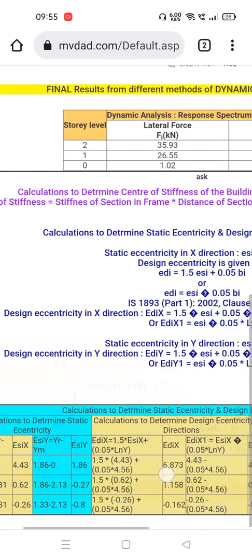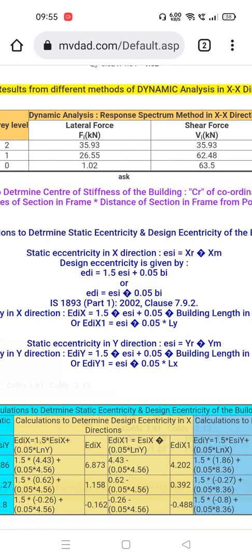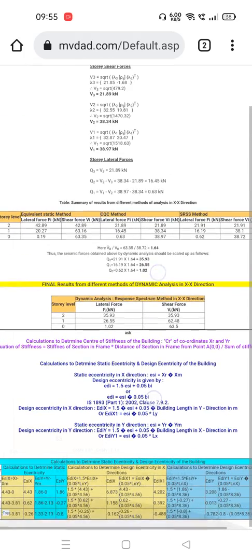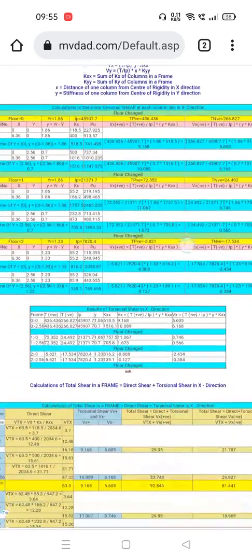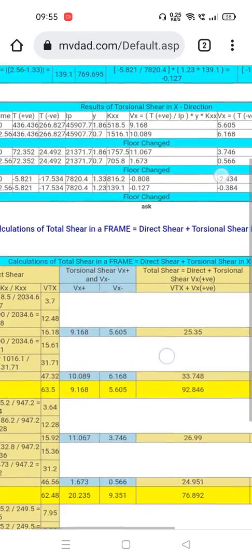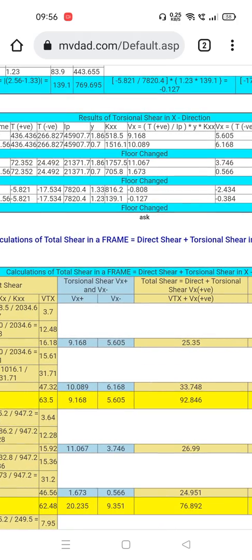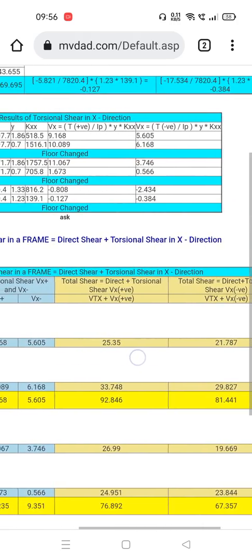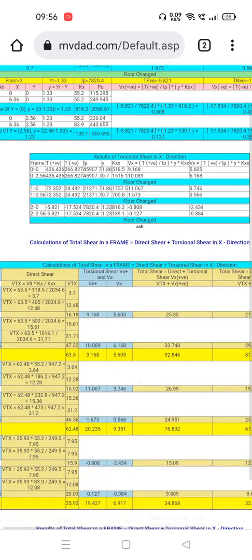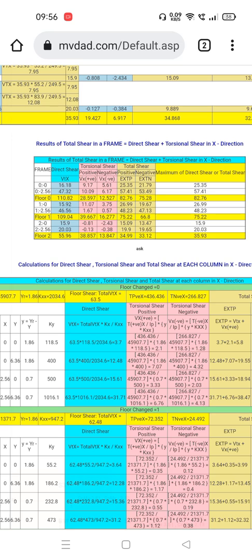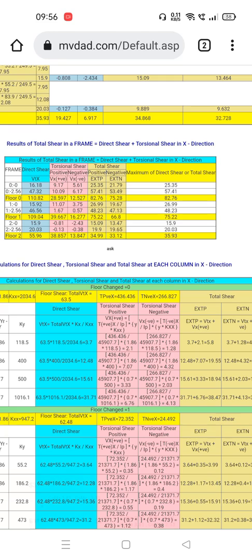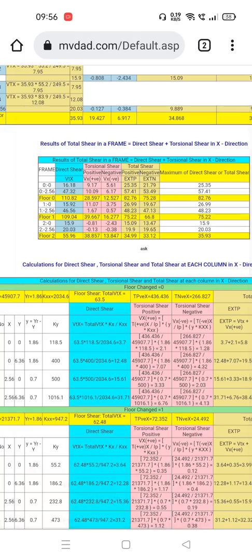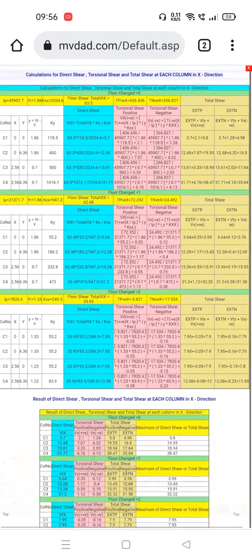In this table we are calculating static eccentricity and design eccentricity of the building. Again, it is self-explanatory. Calculation of total shear in frame, direct shear plus torsional shear, X direction. Similarly for Y direction we have done. Calculation for direct shear, torsional shear and total shear at each column in X direction. That value we have calculated and are displaying.